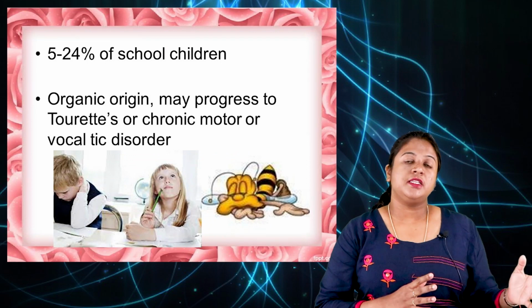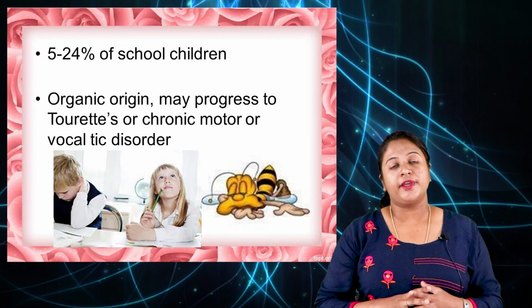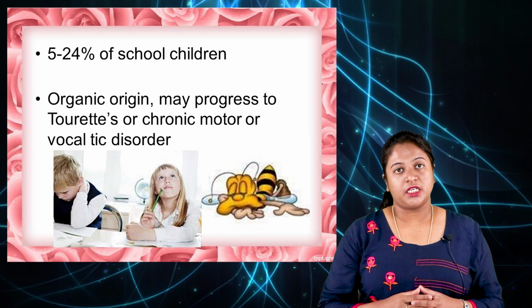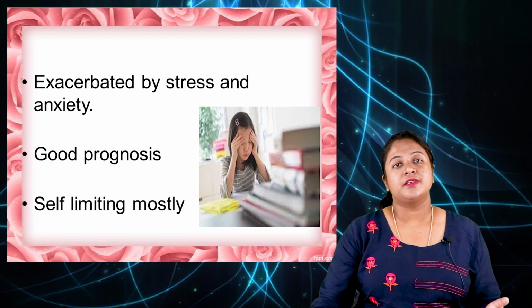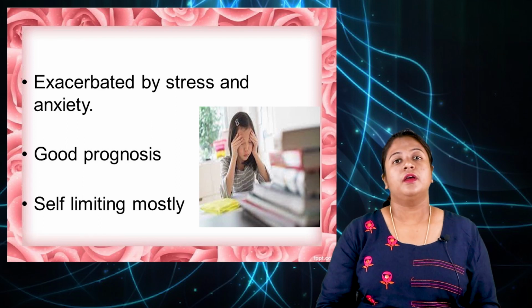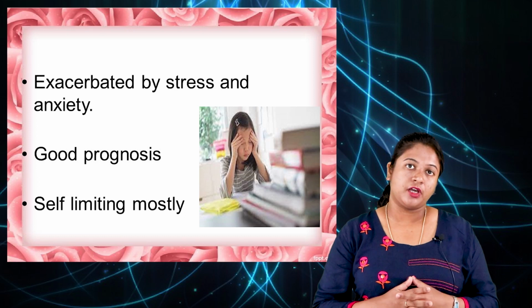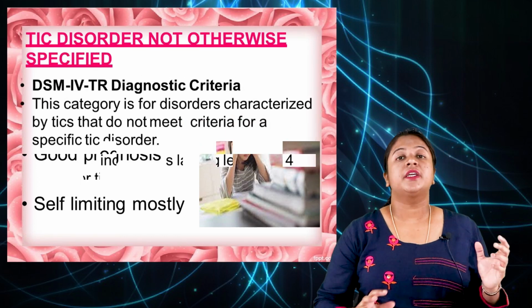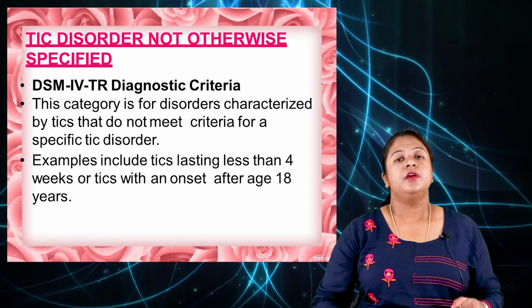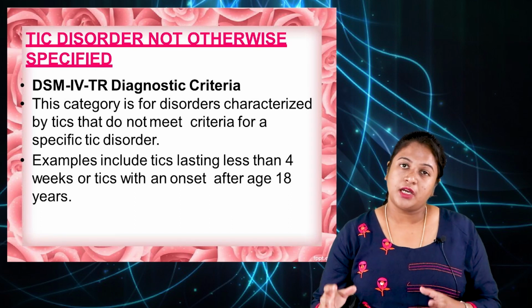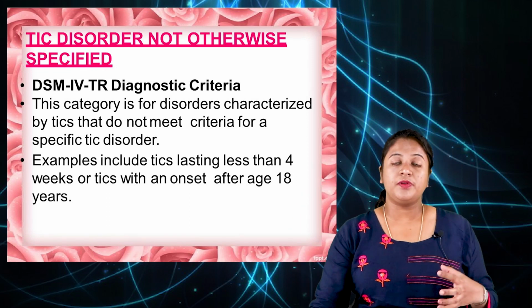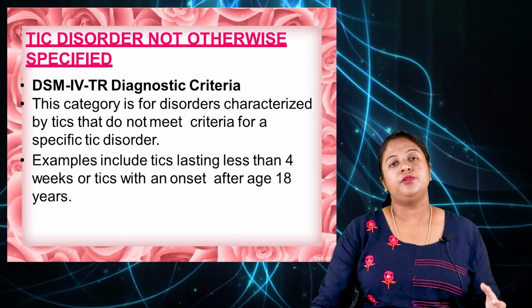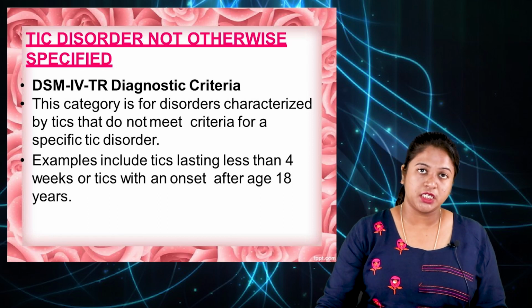What is the prevalence? It is seen that about 5 to 24% of school-going children develop this transient tic disorder. Usually it is exacerbated by stress and anxiety. There is a good prognosis because it is self-limiting. Okay, so that is about the transient tic disorder. Moving on to the last one, which is tic disorder not otherwise specified. This criteria is for those conditions which do not meet the criteria of other tic disorders. Here the tics will be lasting for less than 4 weeks, and usually the age of onset is before 18 years. So these are the various types of the tic disorder.